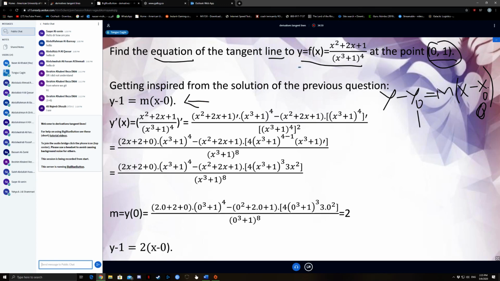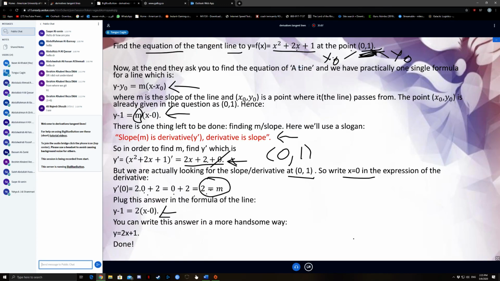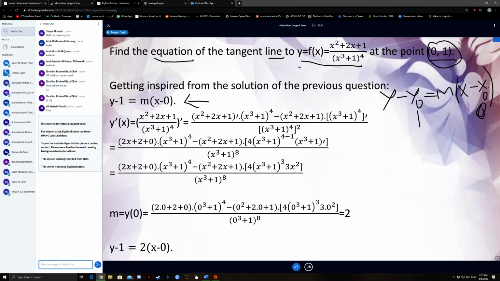You just need to find the slope now. How do you find the slope? Well, from that slogan I wrote in red: slope is derivative, derivative is slope. Okay. You want to find the slope? Find the derivative. Derivative of what? This function. There it is. Derivative of this function.